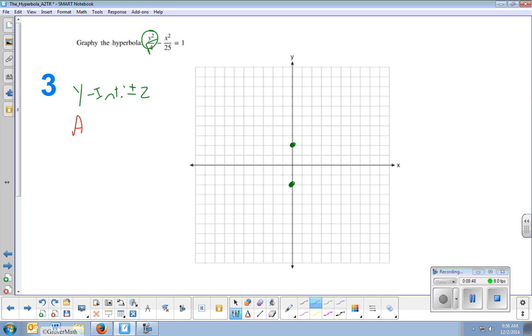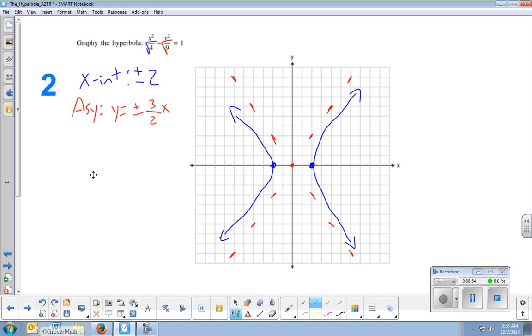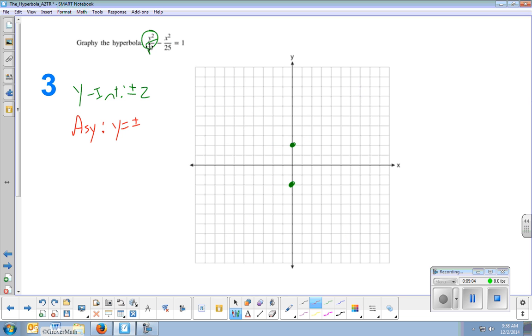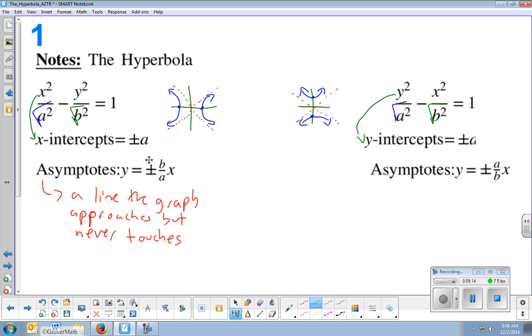My asymptotes is still a y equals, and it's still plus or minus, but the key difference is instead of having the square root of the b over a, it's the square root of a over b. So instead of the second over first, it's the first over the second. So the square root of 4 is the 2, and the square root of 25 is 5. And so my second square root goes on the bottom this time. And that's really the key difference between b over a and a over b.